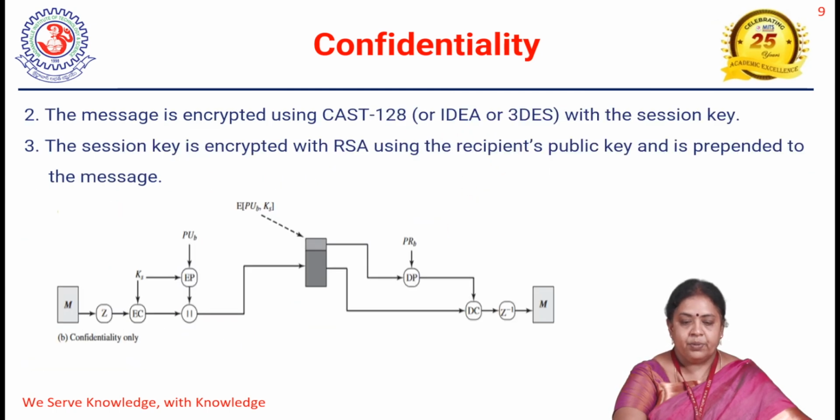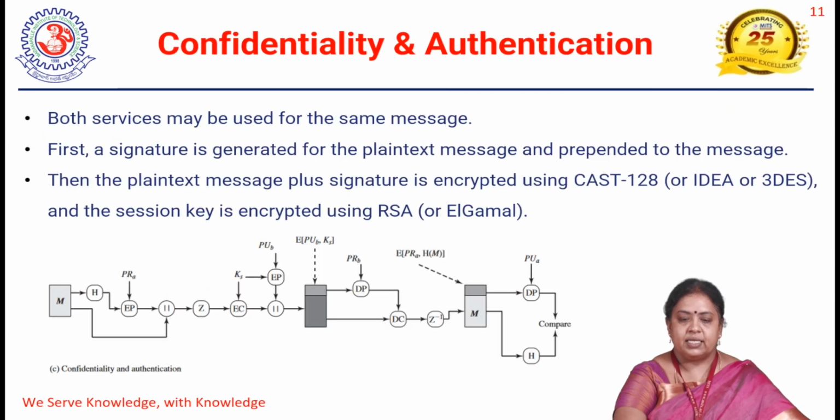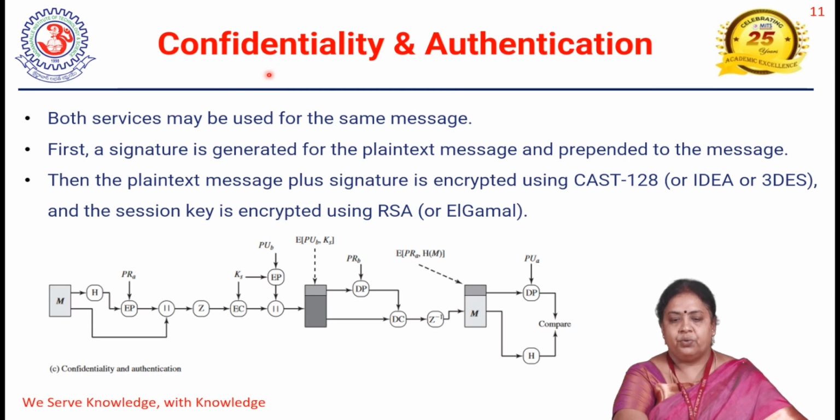In order to provide both confidentiality and authentication, we go for the next service. How are we going to provide it? See here in this diagram. The message is first given to the hash function in order to generate the hash code. This hash code will be encrypted by using asymmetric encryption with the private key of the sender, thereby producing a signature.